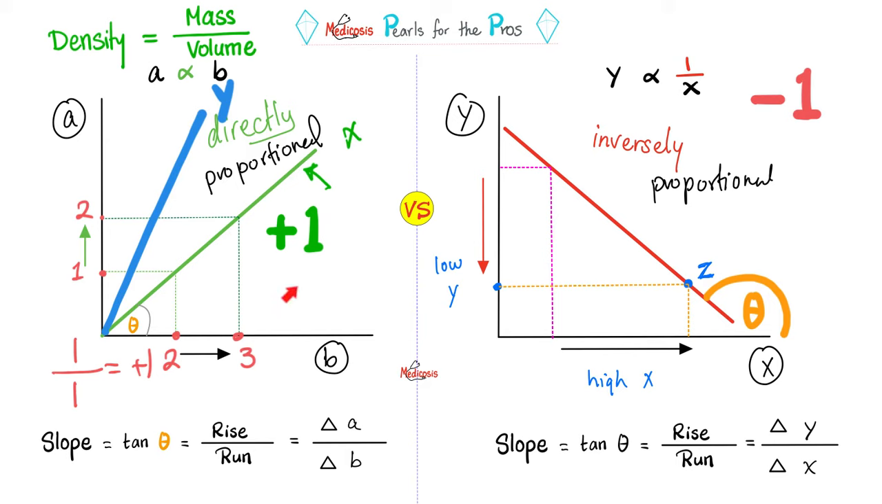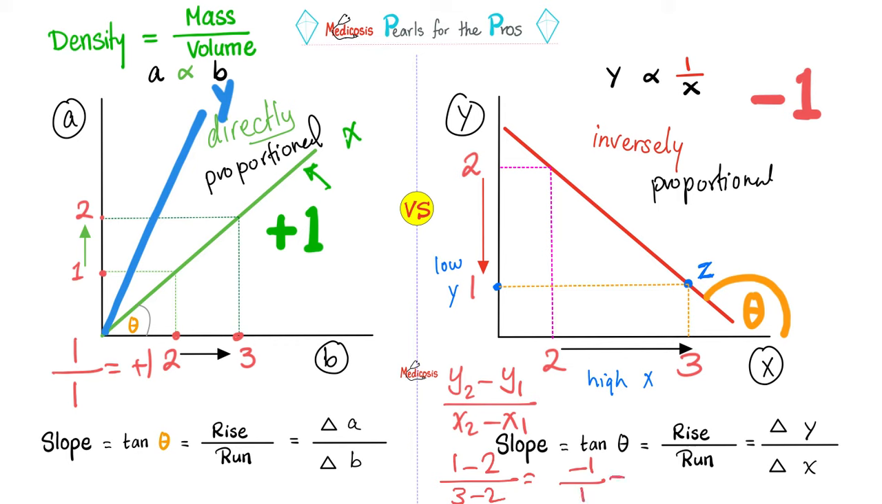Positive 1, that is. Let's play the same game over here. This is 2 and this is 1. And here we have 2 and 3. And then you have the change in the y. So it's y2 minus y1 over x2 minus x1. Where is y2? Here. It's the 1, not the 2. And where's y1? It's here. So it's 1 minus 2 over 3 minus 2 equals -1 over 1 equals -1. That's the slope of this graph right here.